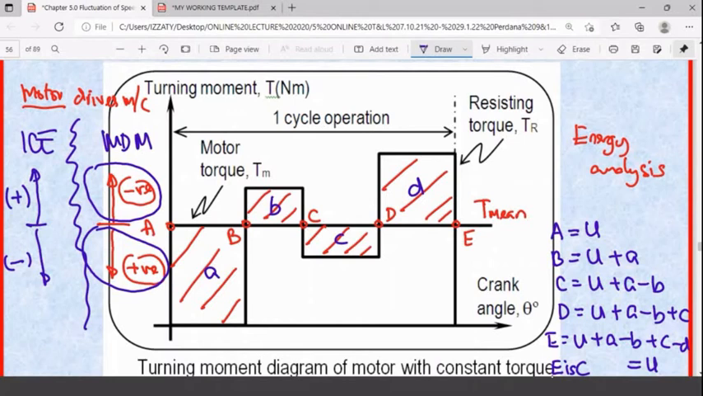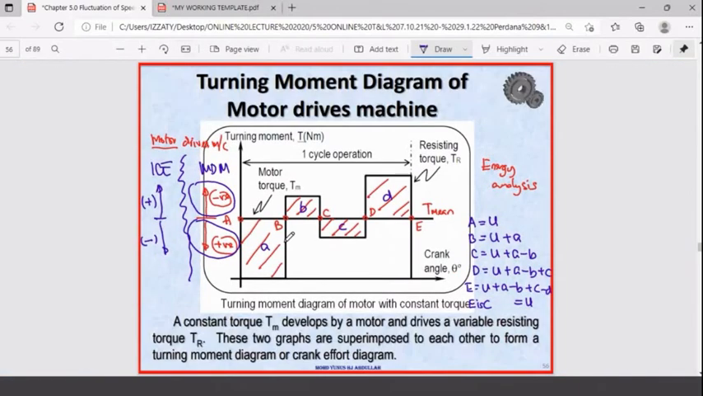Is that clear? Hello? Yes, Ko. Thank you, Ko. Yeah. Okay. If there's no question, I go further.